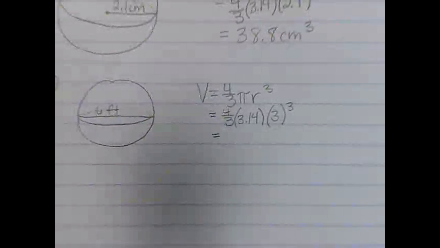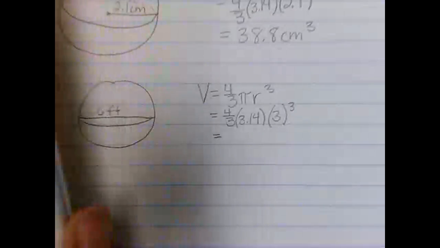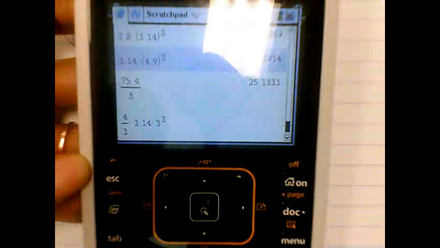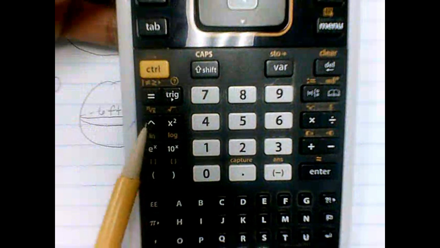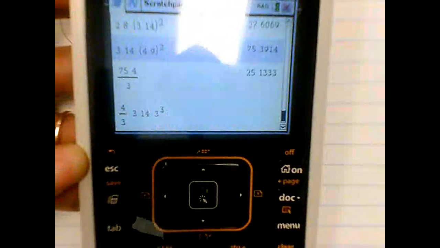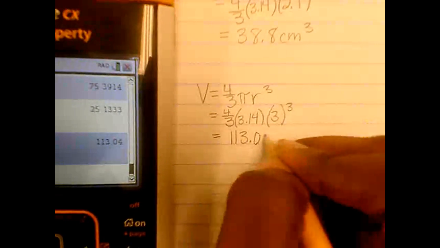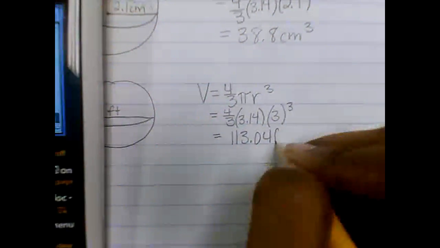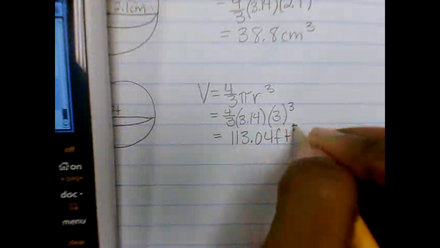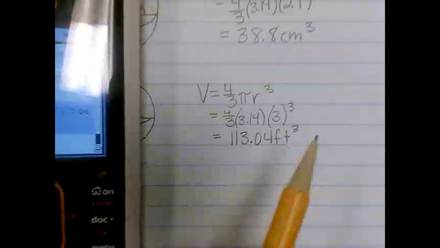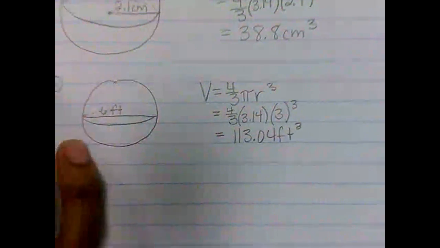So I punched it in. Okay, and remember, this button right here, your caret, is how you get the 3 up there. Enter. The answer is 113.04 feet cubed. It's cubed because it's 3-dimensional, so make sure you put the 3 there. And that is it for notes.